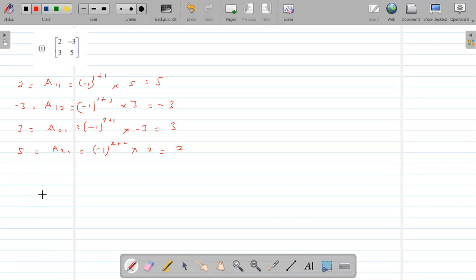So what's next? In the very next step, what you have to do is write this into matrix form. So I'm going to write this into matrix form. 5, minus 3, 3, and the last is 2. Till here everybody understood the second step?